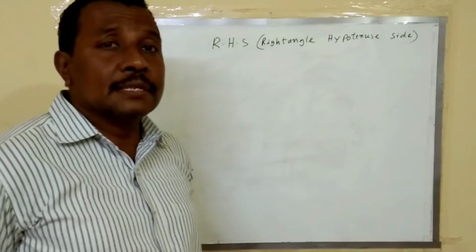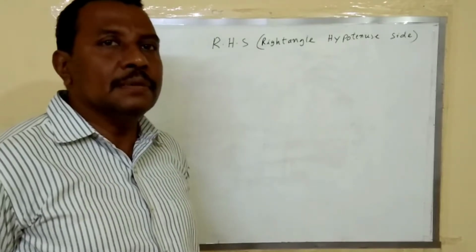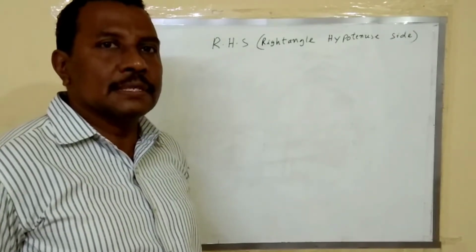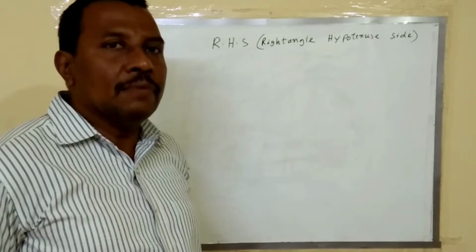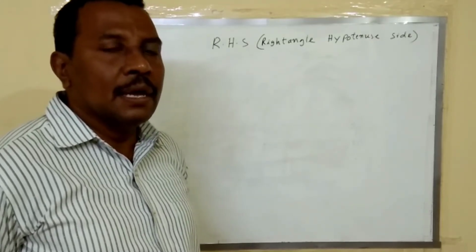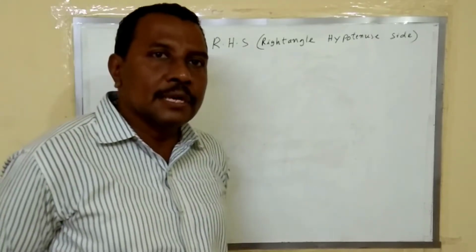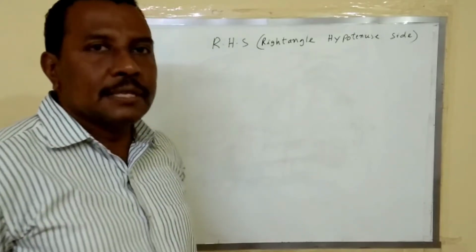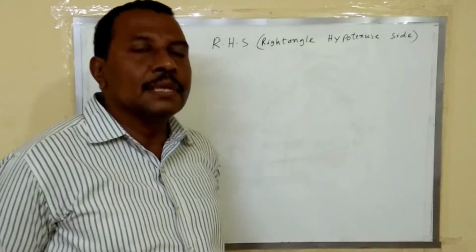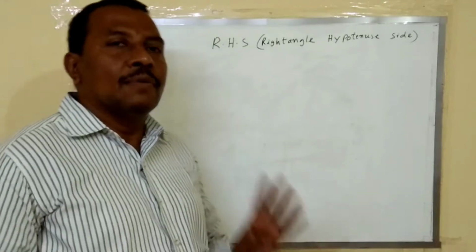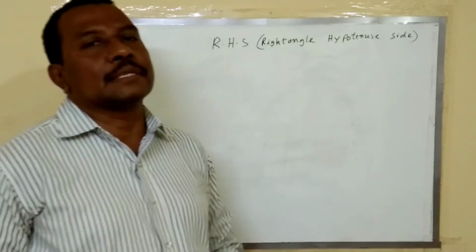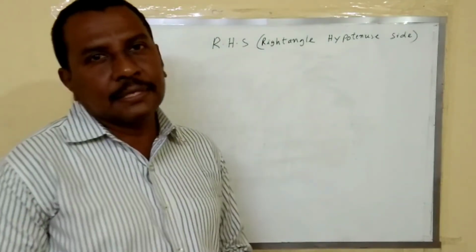In the previous class we discussed the congruency of geometrical figures and the congruency of triangles. So how can we say that two triangles are congruent? Two triangles are said to be congruent if they satisfy the congruency properties. What are those properties?